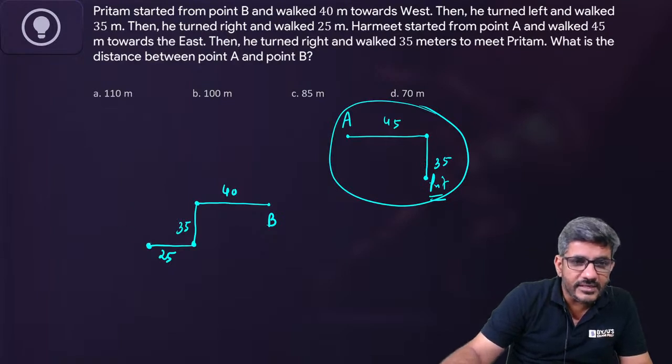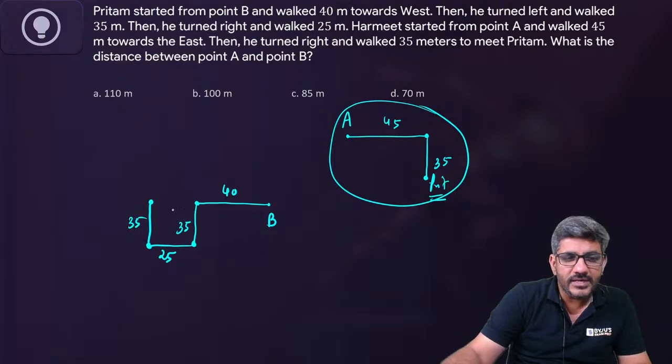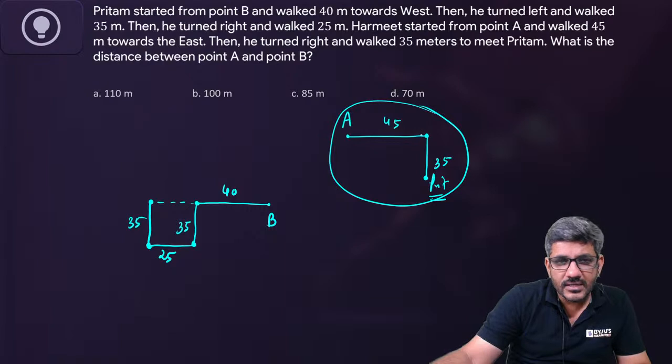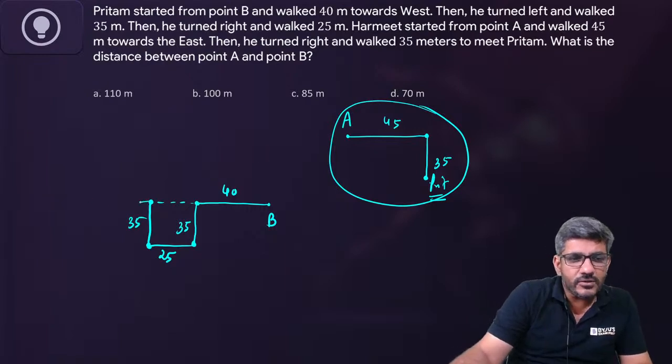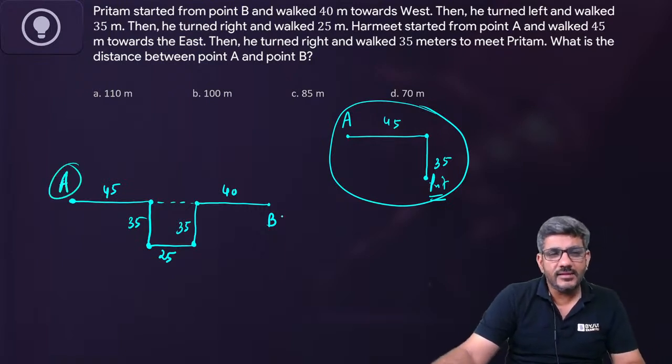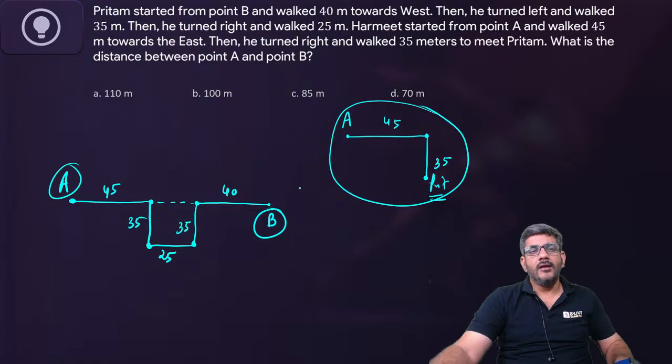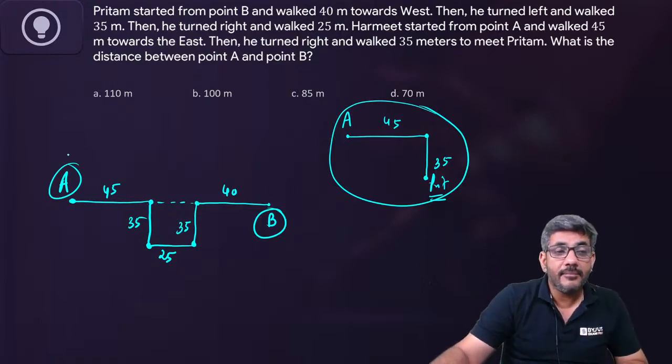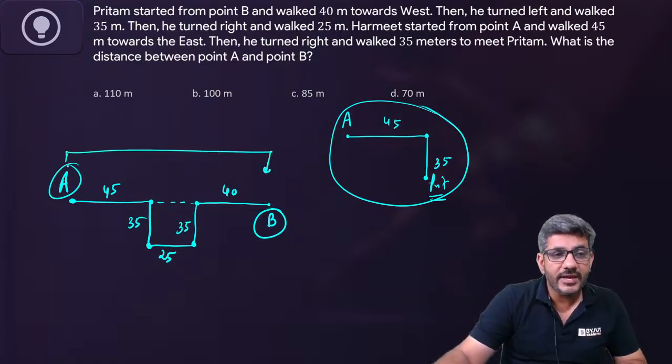First of all, this 35 as it is will come up to here, because even this was 35, so it will come in the line of this. From here I have to take a turn on this side by 45, so there I have A. So this was point A, this is point B. The question is asking what is the distance between point A and B. I need the distance from here to here, right?